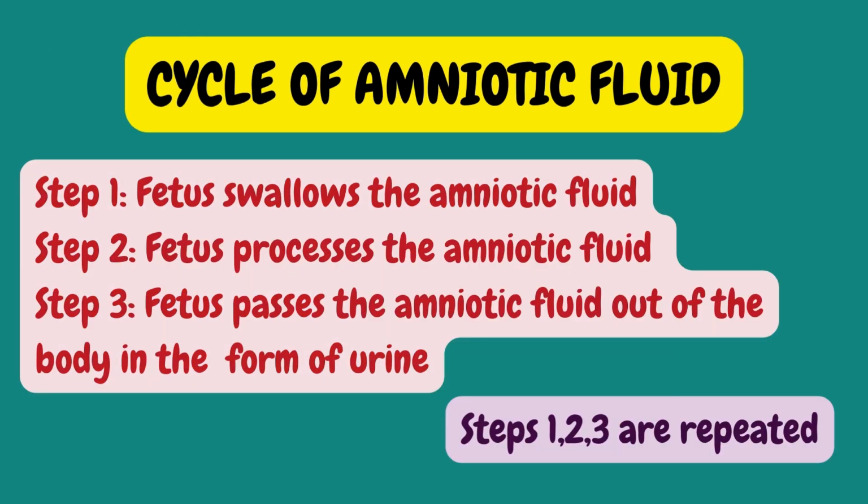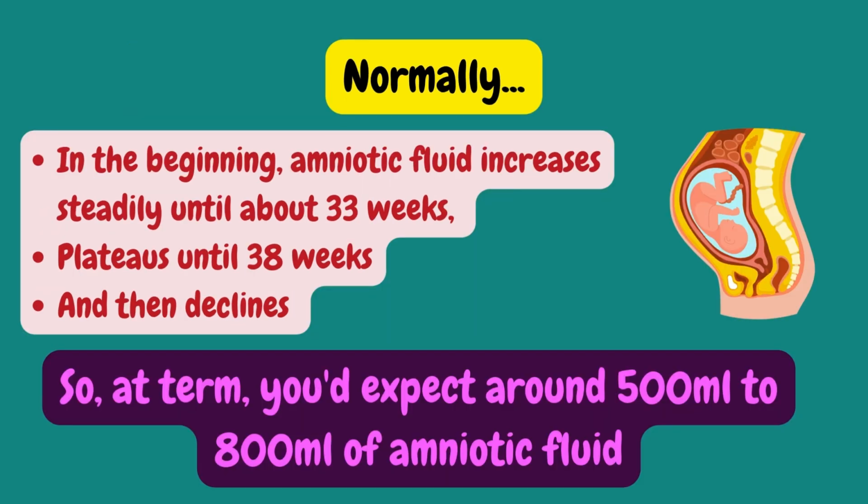The cycle of amniotic fluid occurs in 3 steps. Step 1 is when the fetus swallows the amniotic fluid. Step 2 is when the fetus processes the amniotic fluid. Step 3 is when the fetus passes out the amniotic fluid in the form of urine. All the 3 steps are repeated. In normal circumstances, amniotic fluid increases steadily until about 33 weeks, plateaus until 38 weeks, and then it declines. So, at term, you'd expect around 500 to 800 milliliters of amniotic fluid.